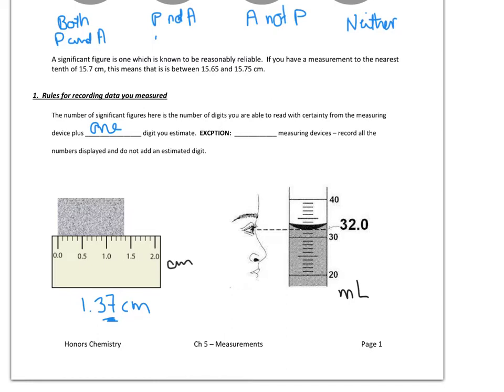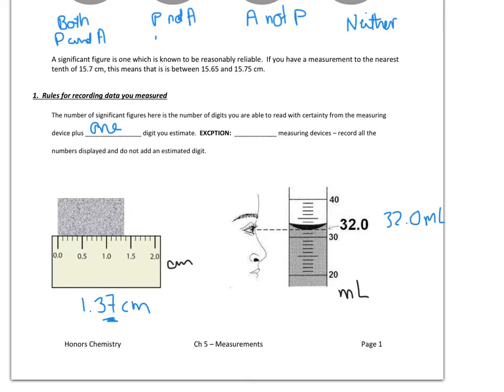In this case, it's right on the line. You still need to estimate one more because your smallest increment is a milliliter, so you need to estimate to 1/10 of a milliliter. So in this case, it would be 32.0 milliliters. Again, if you say 32.1 milliliters, that's okay. If you say 31.9 milliliters, it's okay. The important thing is that you record your measurement with all the digits that you can tell for sure, plus then you estimate one more digit right here.